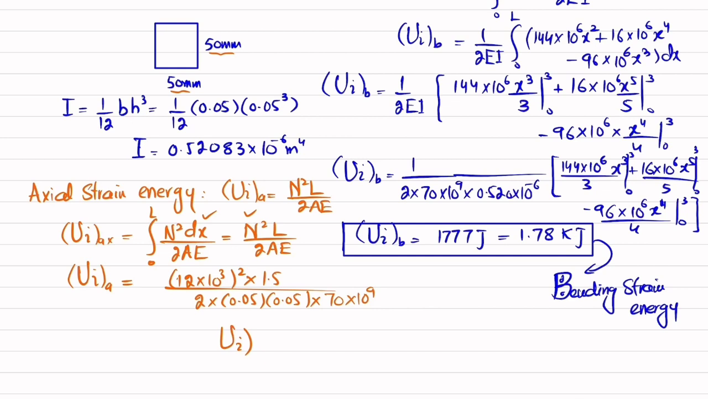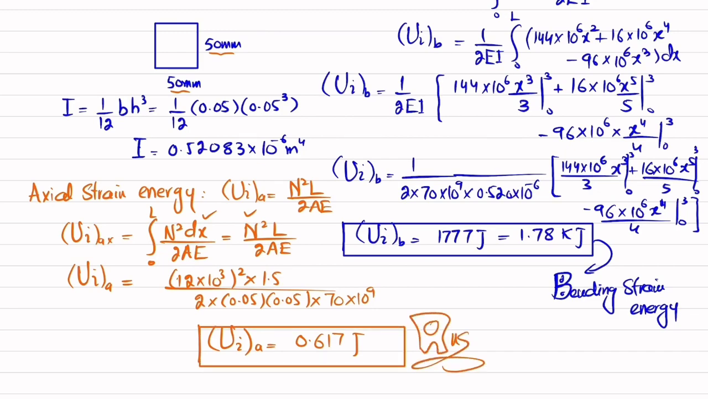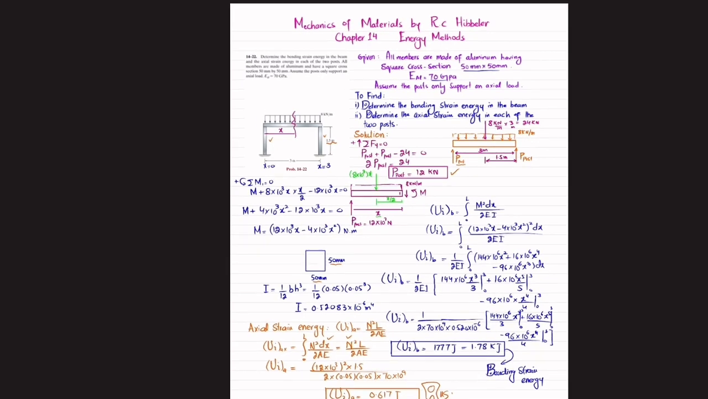So when you calculate it, you will get strain energy due to axial loading comes out to be 0.617 joule. So this is the amount of strain energy that will be stored in each of the posts. Clear? And that was all about this problem 14-22.